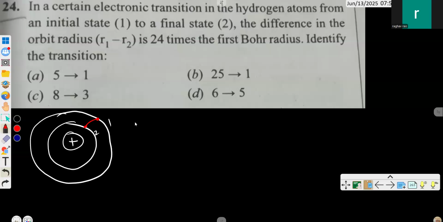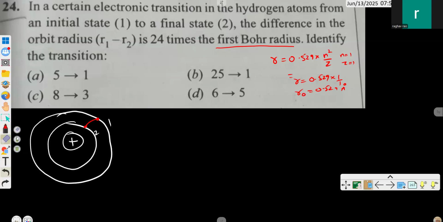And the difference in the radius of these two orbits is 24 times the first Bohr radius. What is meant by first Bohr radius? First Bohr radius is R equals 0.529 into n square by Z. First Bohr radius means n value is 1, and for hydrogen atom Z value is also 1. So n is 1, Z is 1, so R equals 0.529 into 1 by 1, which is 0.529 angstroms. This is my first Bohr radius. We will take it as R naught. Let us assume R naught is equal to 0.529.